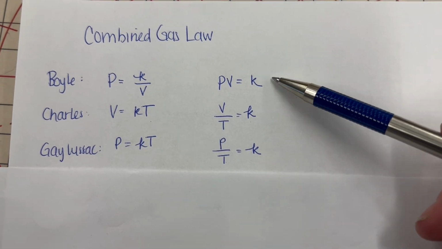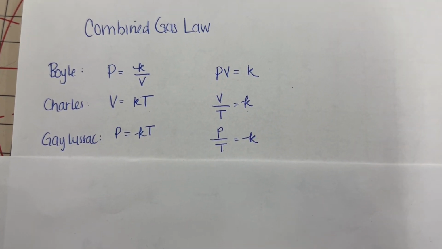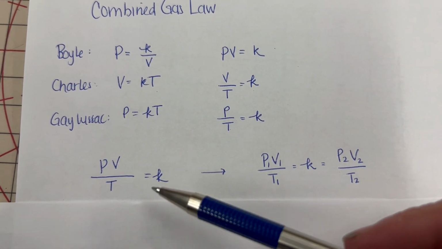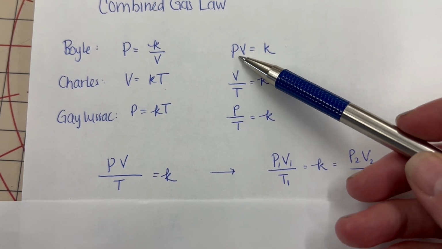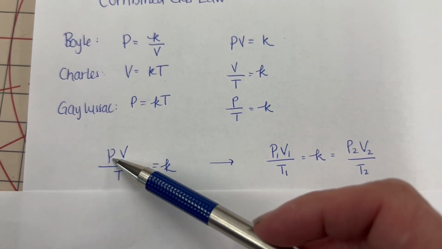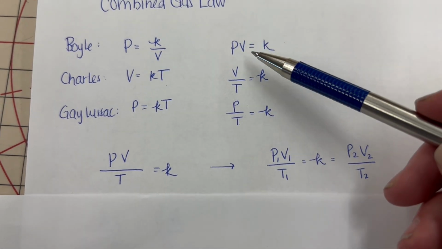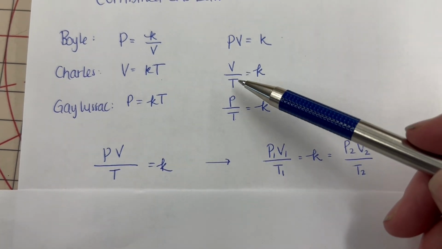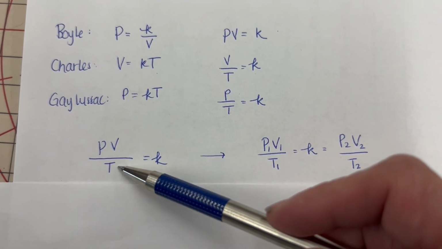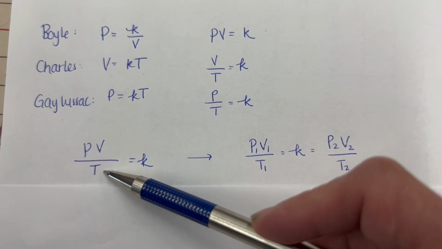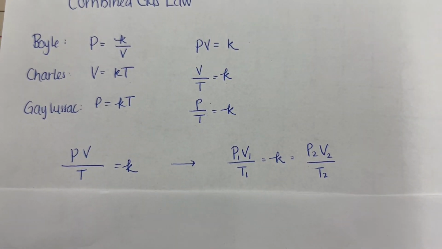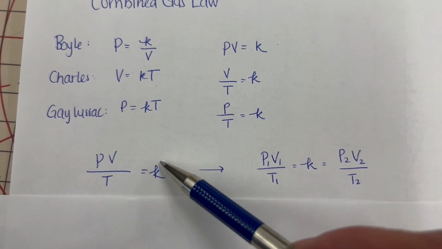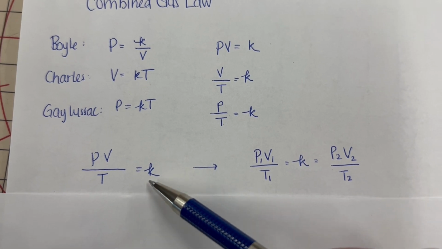Now you will notice that all three equations are set equal to K. Because they're all set equal to K, let's combine them. Pressure is in the numerator in both, so we put pressure in the numerator. Volume is in the numerator, so it goes in the numerator. Temperature is in the denominator, so it goes in the denominator. So now nothing is being held constant. Pressure, volume, and temperature can all change, in a way that is equal to this constant value K.